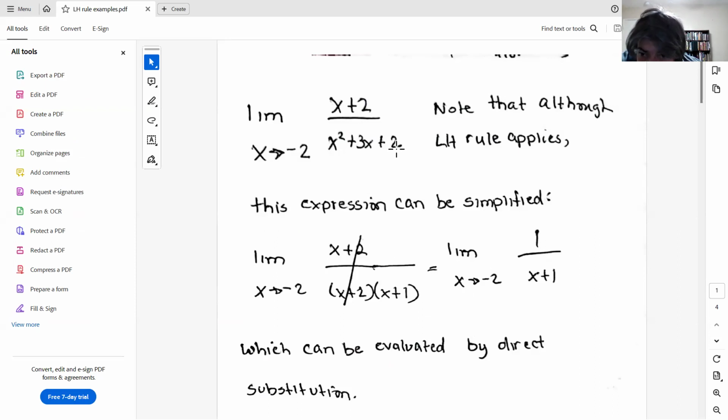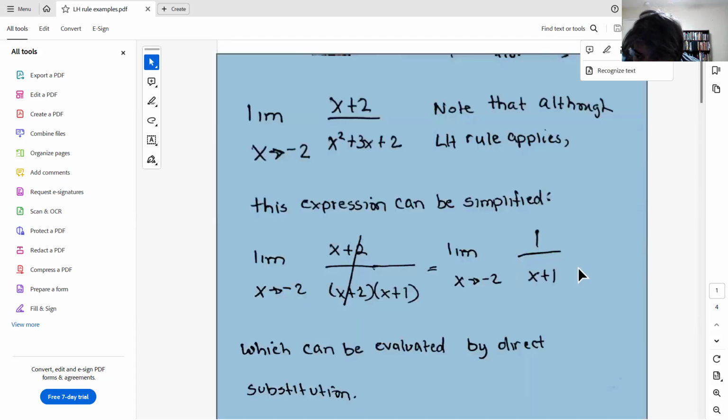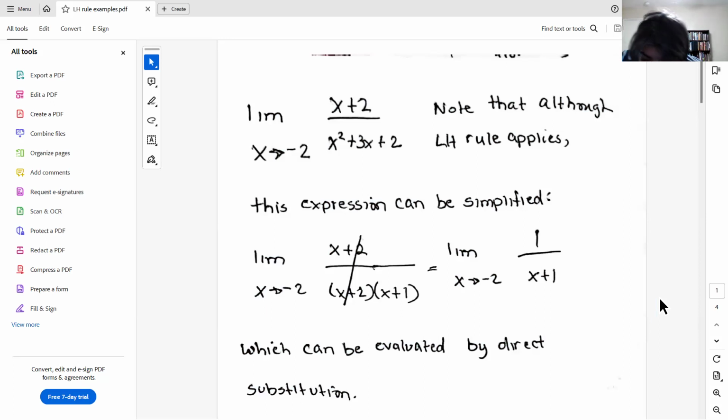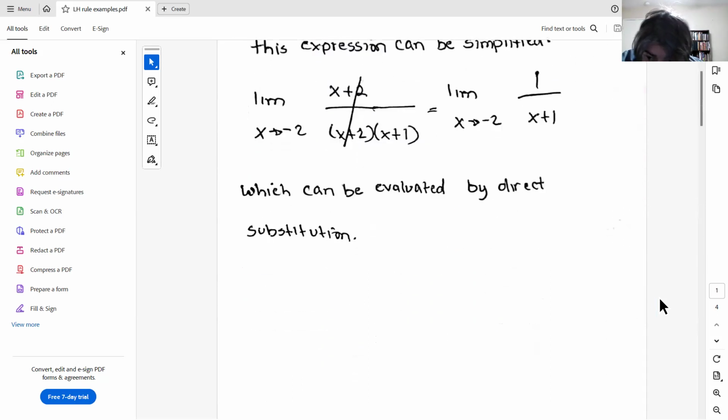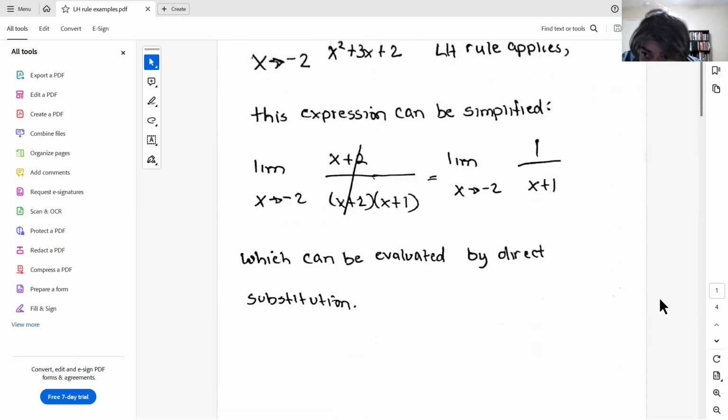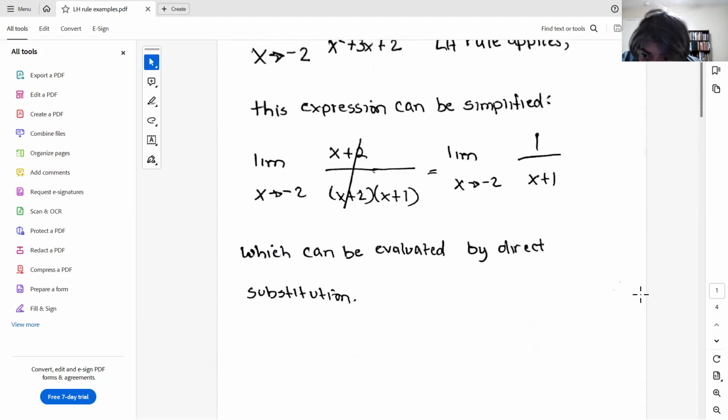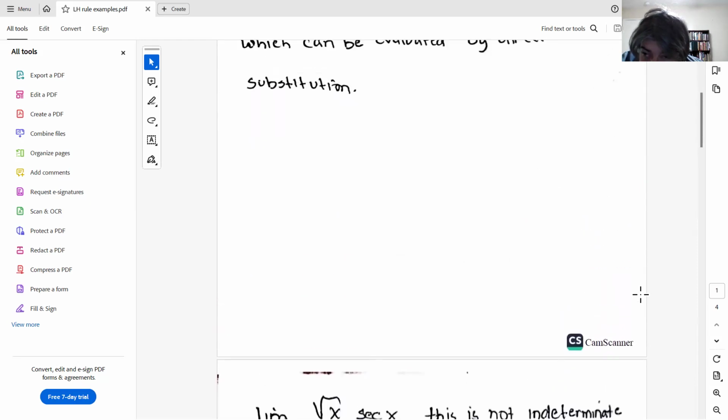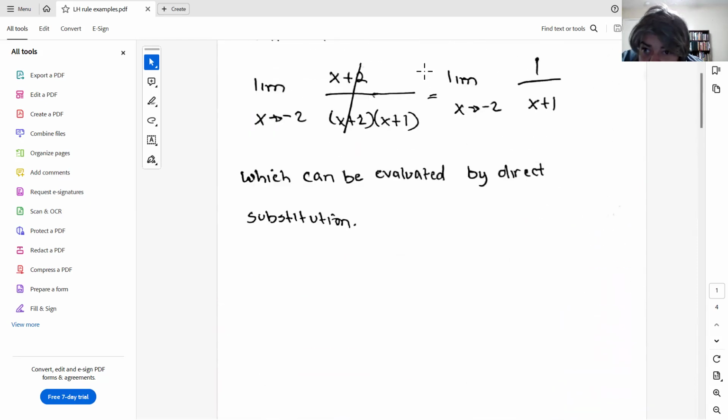by our elementary methods. We want factors of 2 that give us 3, which are 2 and 1, both positive because the middle term is positive. We cancel the factor on top with the factor below, and we end up with the limit as x approaches -2 of the quotient 1/(x + 1), which we can then evaluate by direct substitution. So I proceeded in the usual way as we did in Calc 1, and I forgot to show that evaluation, but let me put it on the screen.